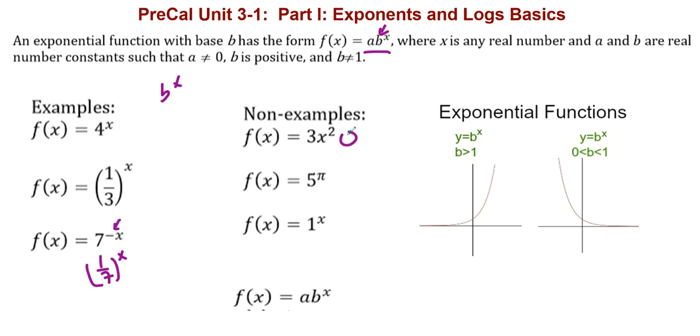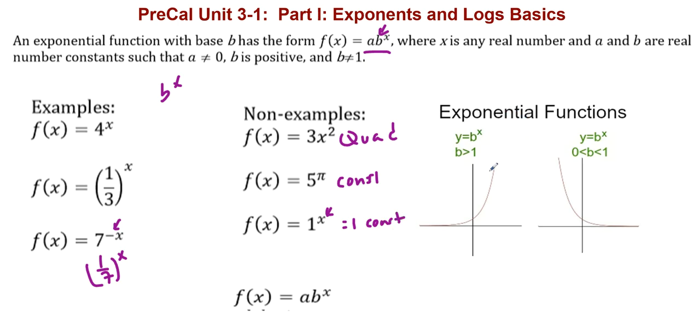Non-examples: we have a quadratic, quickly recognized. Here we have a constant. We just have a number raised to another number. And here, well, it doesn't serve any purpose. You could get philosophical and say, well, it looks exponential, but it's just going to equal 1. It's going to be a constant, all right?